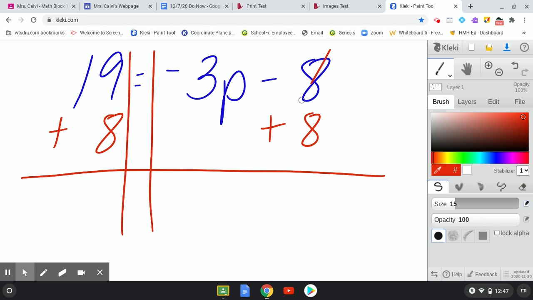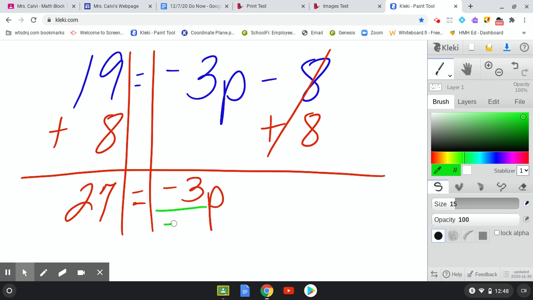The negative and positive on the right cancel. I'm going to be left with negative 3p on the right. Drop down my equal sign. I'm now going to do 19 plus 8, which gives me 27. And now I need to get rid of that negative 3. This is multiplication. I'm going to use division. So I am dividing both sides by negative 3.